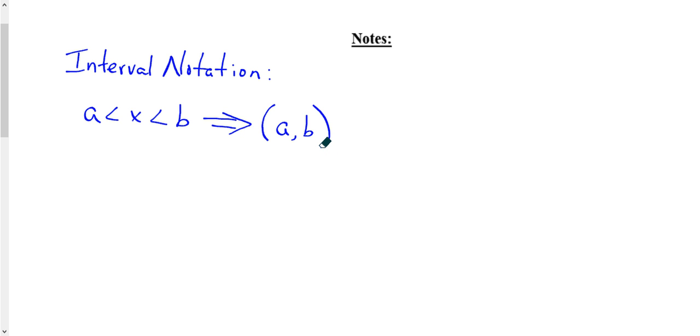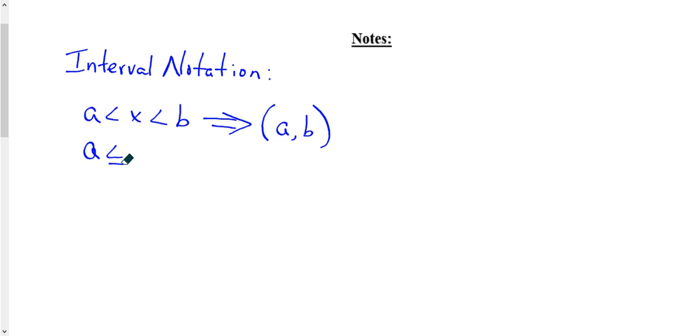Now notice that these are just less than signs, so A is not included and B is not included. Notice that we have these soft brackets, these parentheses here. These types of parentheses mean it goes from A to B, but not including A and B.